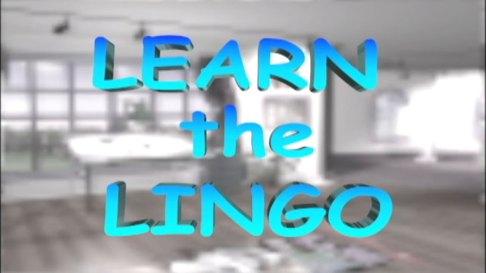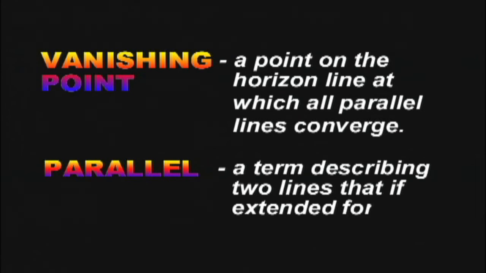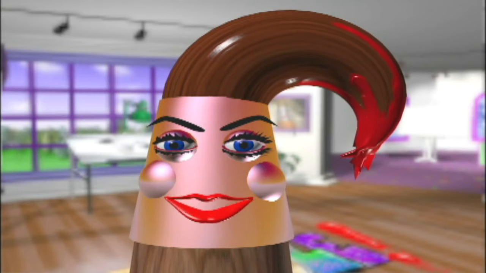It's time for Learn the Lingo! The words are vanishing point and parallel. Vanishing point, a point on the horizon line in which all parallel lines converge. Parallel, a term describing two lines that, if extended forever, would never touch. That's it for the lingo.